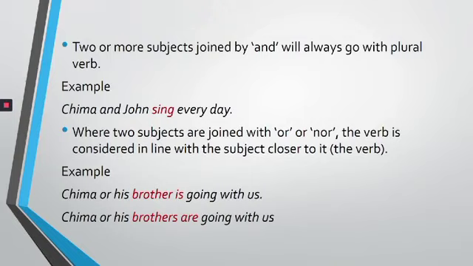So in this case, we have Chima and his brothers, and ideally both of them would use very different verb forms. Now in this case, we have both of them in one sentence, and the rule states that the verb form to be used in that sentence is going to be determined by the subject closer to the verb. So since brothers here is closer to the verb, we have Chima or his brothers are going with us, rather than Chima or his brothers is going with us.